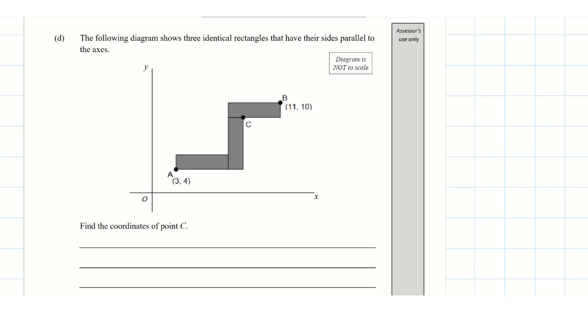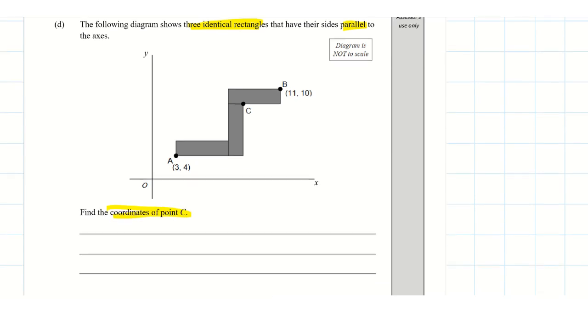We are looking at this question that asks us, the following diagram shows three identical rectangles. What are you talking about, Joseph? That's not a triangle. Three identical rectangles that have their sides parallel to the axes. Find the coordinates of point C. So we are going to be looking for something that looks like (x, y). We want to fill in the coordinates there. We've already been given some coordinates. They don't tell us in the question, but we do have these coordinates here, and we can use those.